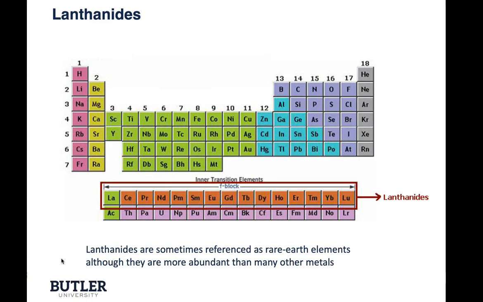All right. So the lanthanides, where are they on the periodic table? Clearly, they're set off of the main periodic table down at the bottom. There's two sets of two rows, lanthanides, and then right below them are the actinides. They're sometimes referred to as rare earth elements, although they're actually much more abundant than many of the other metals that we use.